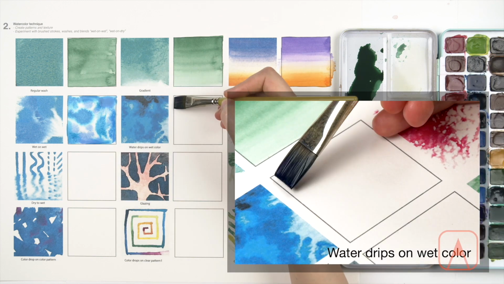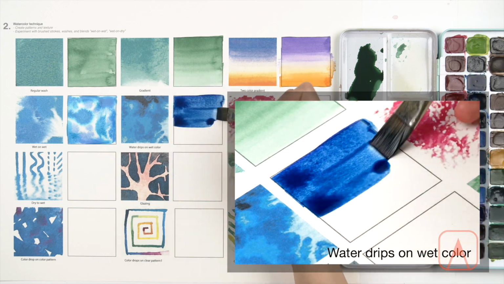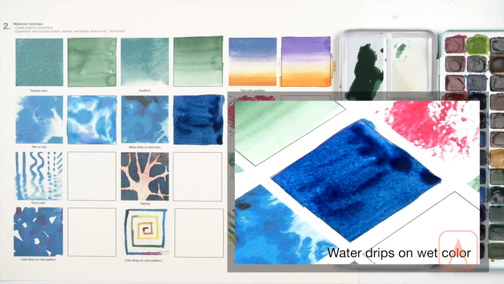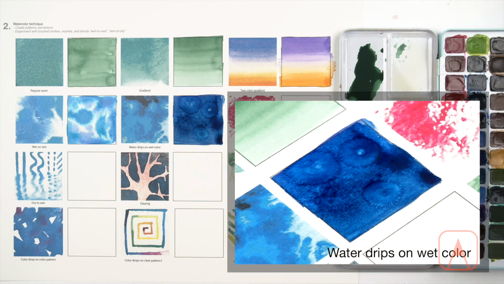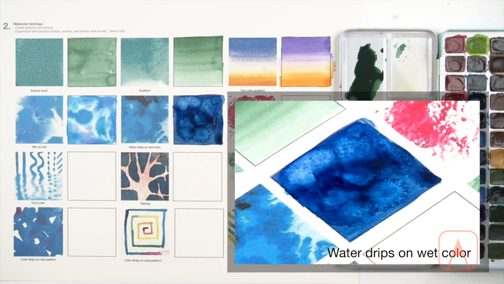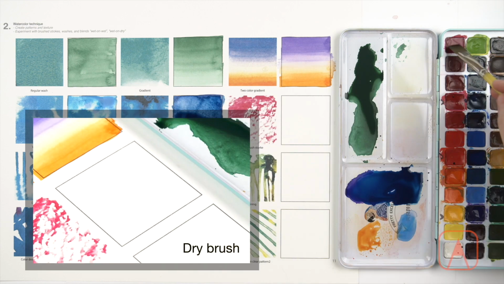Water drips on wet color, where you'll switch the order of paint and water layering, making a dark wet wash of color to fill the entire box. You will drop some clear water over the wash to observe how the water pushes the pigments away and create interesting textures on the surface.